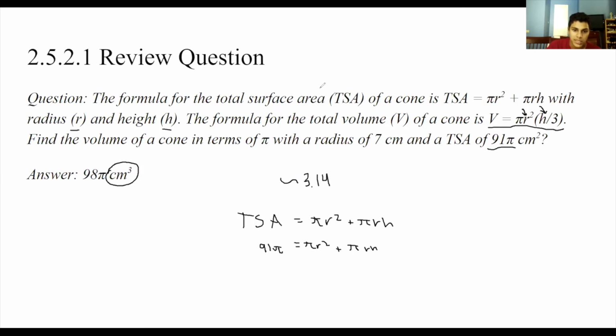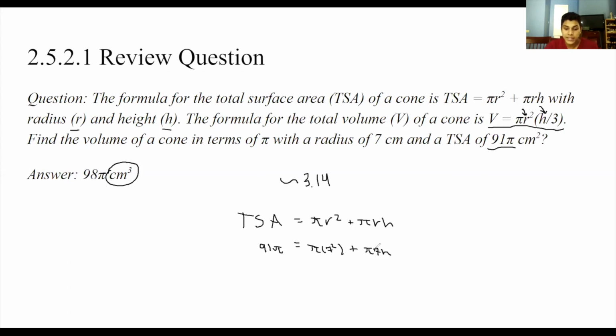So I actually made a mistake. I meant to write r in as 7 in this equation. So let me erase this side and rewrite it. So 91 pi equals pi times 7 squared. I'll put that in parentheses. Plus pi times 7 times h. Okay, so now I have an equation where I can actually solve for h.